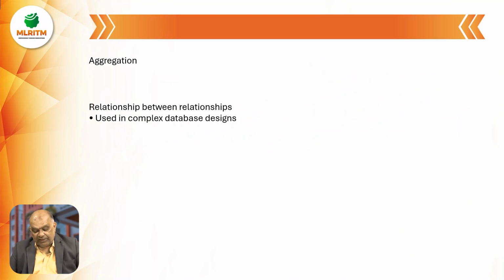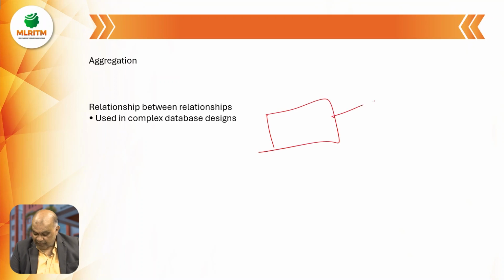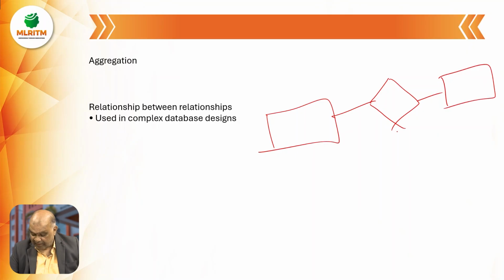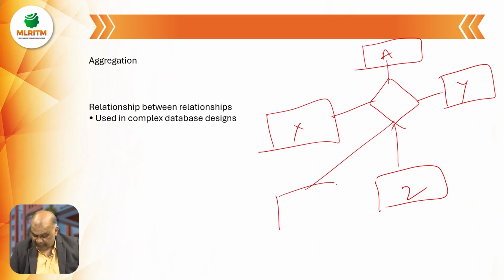So what is aggregation? Aggregation is the relationship between the relationships. So like this, I will draw the diagram. Here we are having one relation. Then I am having another relation, X, Y, Z. Here I will specify A. One more relation I will specify B. One more relation I will specify C. Now aggregation is a relationship between the relationships.